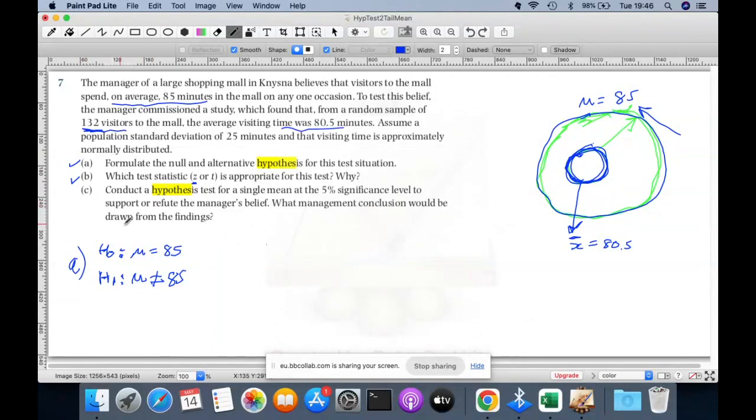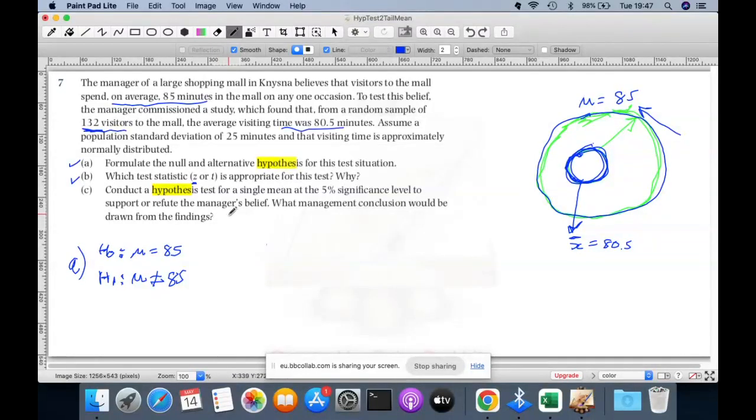Now, question C is going to involve a lot of steps, and if this was an exam, this is where the bulk of the marks are going to be for this question. So it's a process. You've got to complete about 3 or 4 steps to finish it. So I'm going to take you through each of those steps.